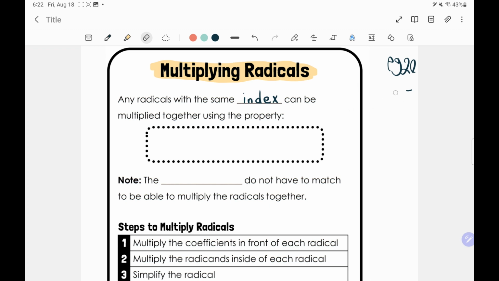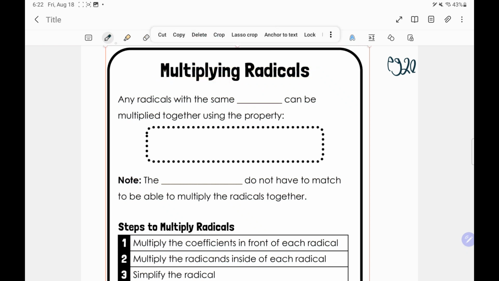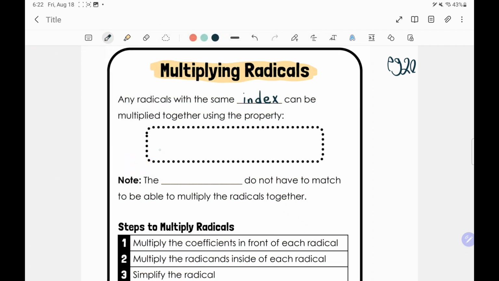Now, the property that we're going to be using. Any radicals with the same index can be multiplied together using this property. It's pretty straightforward. It can be any radical, but we're just going to do the square root to keep it simple. The square root of a times the square root of b. What I want you to do is write only one square root, put both of them inside, and multiply them together. So it's going to be the square root of a times b. That's the method that we're going to be using for all of this assignment.